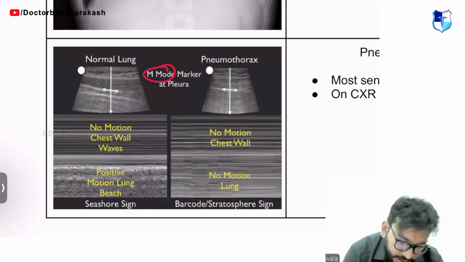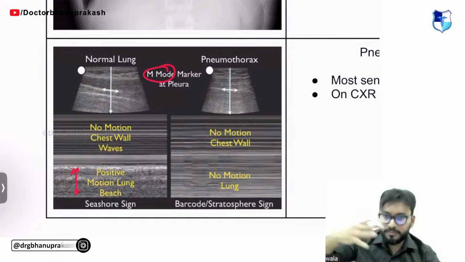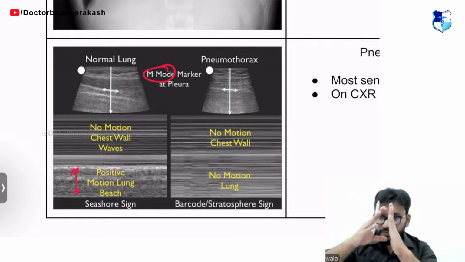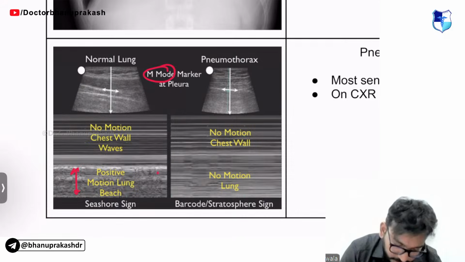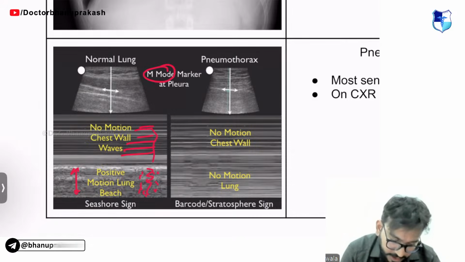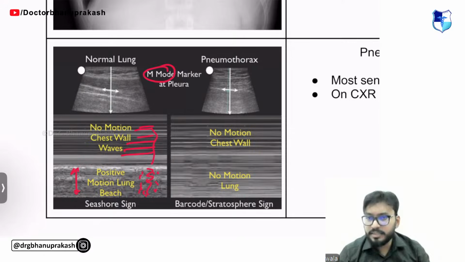Normally, what happens is that the lungs move. See, this is the lung. The lungs move with respiration. The chest wall doesn't move as much, so the chest wall remains kind of stationary. When the lung moves, it creates a disturbance. Can you see this dot, dot, dot, dot, dot? And this chest wall remains constant or stationary. So this gives an image of a beach meeting the sea. That is your seashore sign.